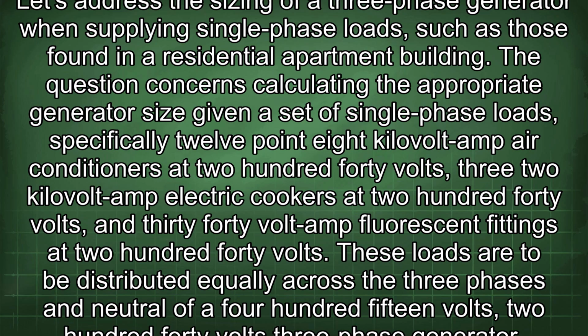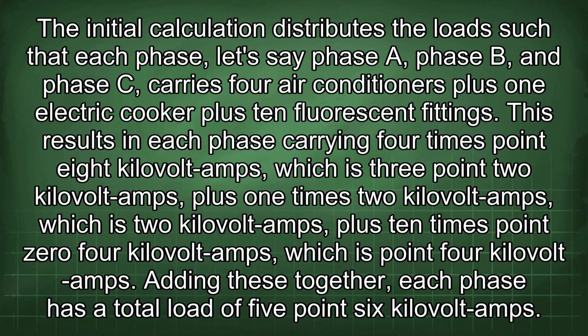The initial calculation distributes the loads such that each phase, let's say phase A, phase B, and phase C, carries 4 air conditioners plus 1 electric cooker plus 10 fluorescent fittings. This results in each phase carrying 4 times 0.8 kVA, which is 3.2 kVA, plus 1 times 2 kVA, which is 2 kVA, plus 10 times 0.04 kVA, which is 0.4 kVA. Adding these together, each phase has a total load of 5.6 kVA.